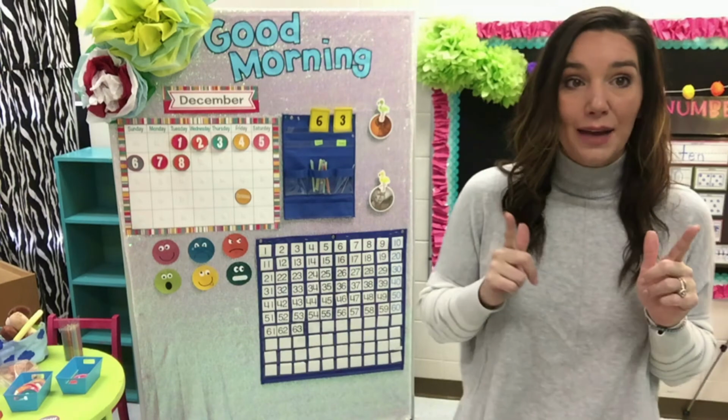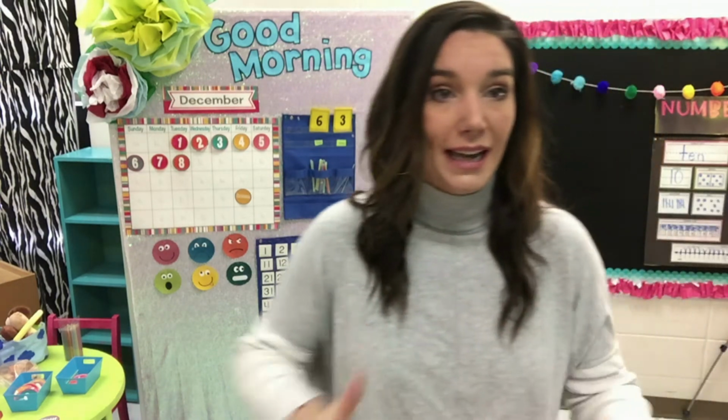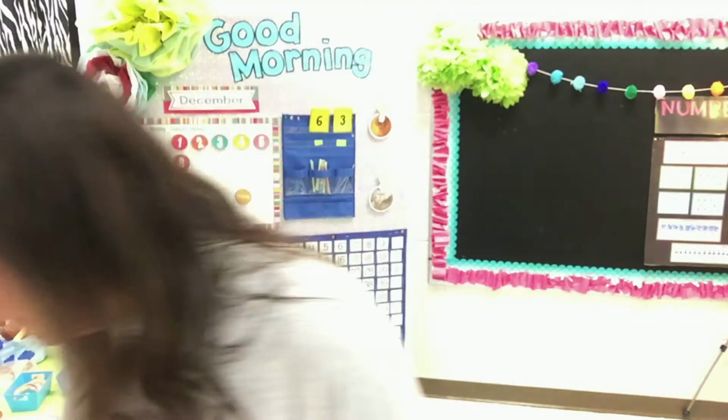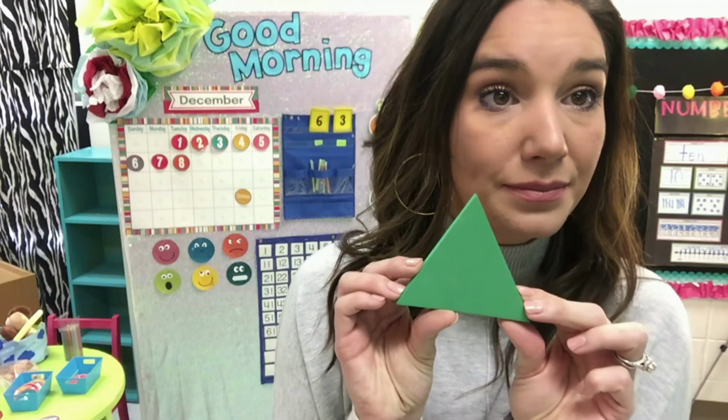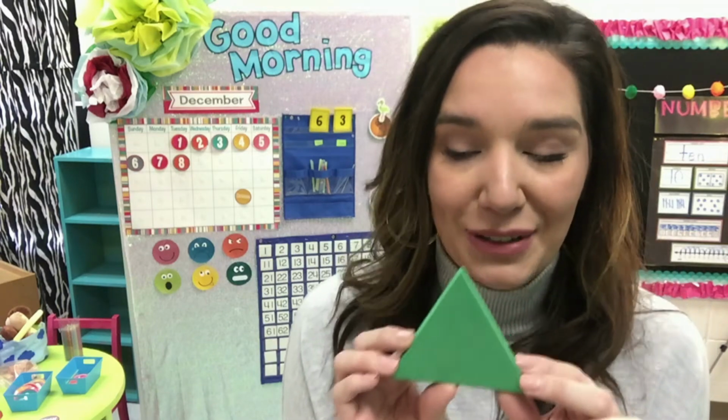Okay, time to describe shapes. Now, normally I hold it behind my back, right? That's what I did yesterday. Today, I'm going to hold it up, and I'm going to ask you some questions about my shape, okay? So I want you really listening. Okay, what shape is this? Triangle. This is a triangle.